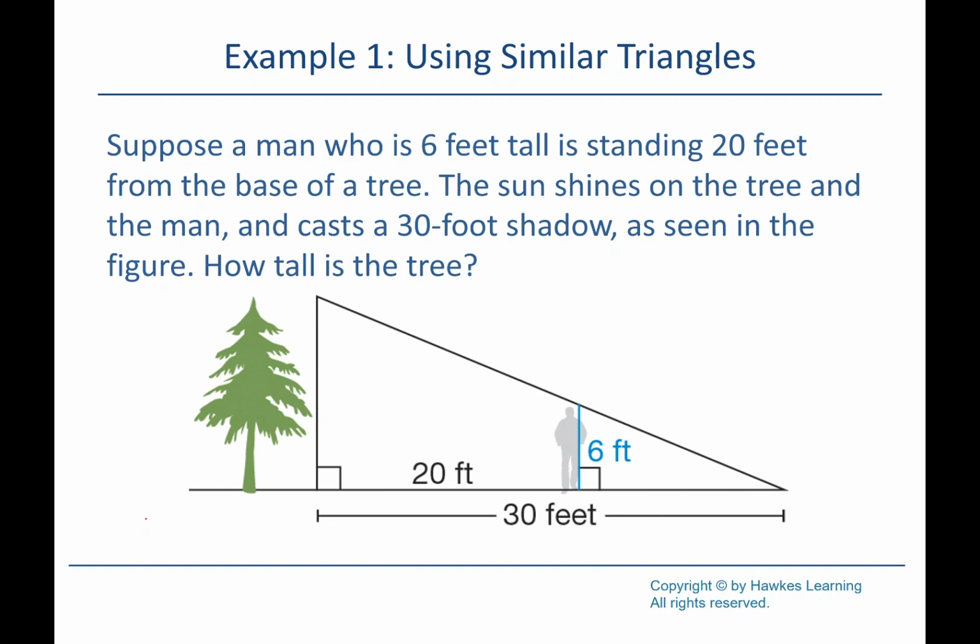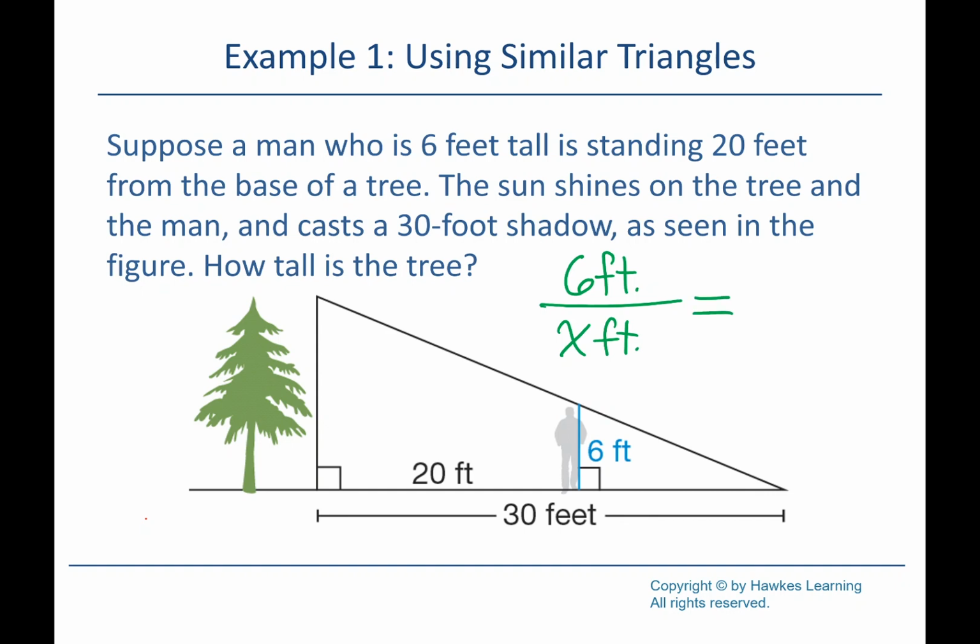So we want to set up a proportion. One thing we could do is look at the left side of the little triangle. That's the man. We know he's 6 feet tall. And that's going to be proportional to the left side of our big triangle, the height of the tree. So that's one thing we could set up. There's several ways you can do these, but we could use the height of the man over the height of the tree.